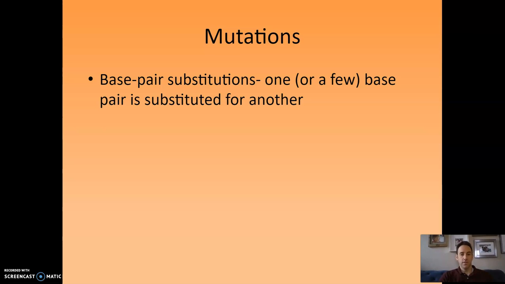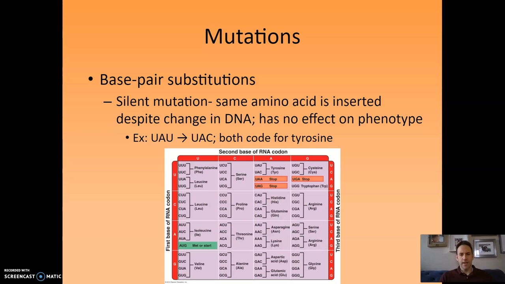So in this unit, we are now ready to understand another category of mutation, which are called base pair substitutions. This is where one or a few base pair or pairs is substituted for another. And the consequences of these are pretty obvious once you see what happens. So the first type of base pair substitution is a silent mutation. In a silent mutation, the same amino acid is inserted despite a change in the DNA. So it's called silent because it has no effect on phenotype.